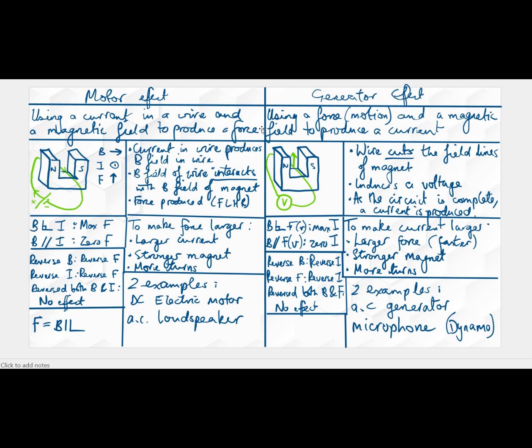So where we talked about, if you look here, to make a force larger: larger current, stronger magnet. Here, to make a current larger, so to make a bigger middle finger, you need a bigger first finger and a bigger thumb. So larger force, that's the thumb, stronger magnet, which is the first finger, and more turns for both, because that means more interaction. Same sort of conditions in terms of reversals.